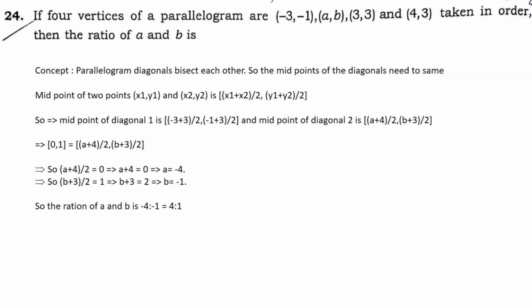So for the midpoint of diagonal 1, you have to pick the 1st and 3rd points and find the midpoint. Like that, for the midpoint of diagonal 2, take the 2nd and 4th points and find the midpoint. By equating both, we can get the values a equal to minus 4, b equal to minus 1. Here in this question he asked the ratio of a and b. So the ratio of a and b means minus 4 is to minus 1. Both minus signs cancel out, so the ratio is 4 is to 1.